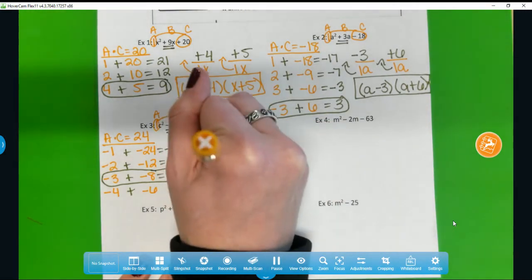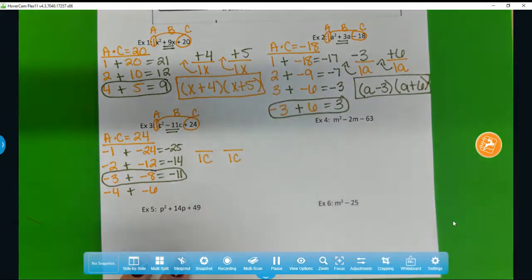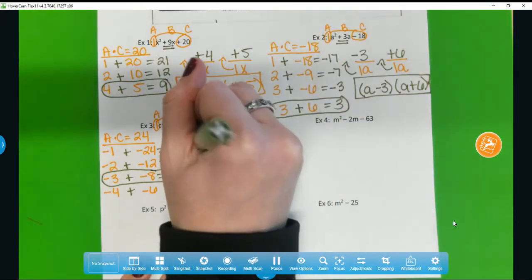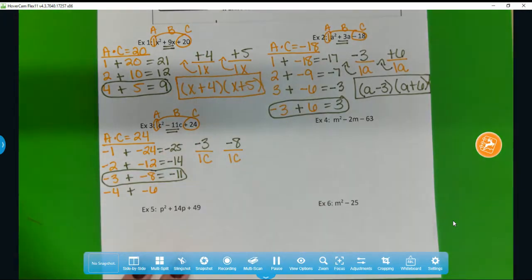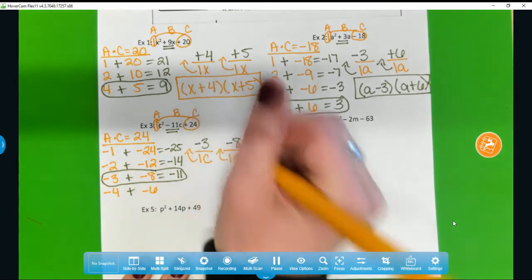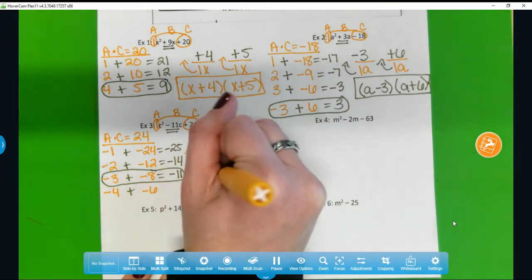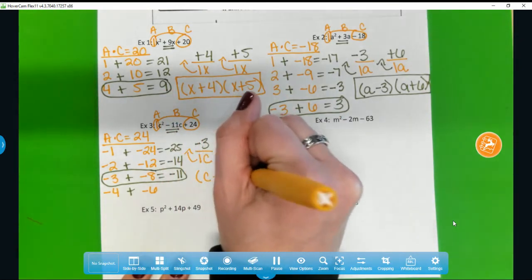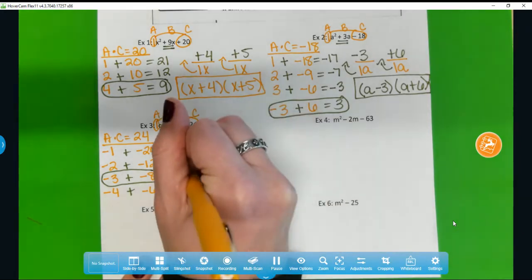So I have 1c, 1c. At the top, my winning numbers, so negative 3, negative 8. Swing the bottom up. So I have c minus 3, c minus 8.